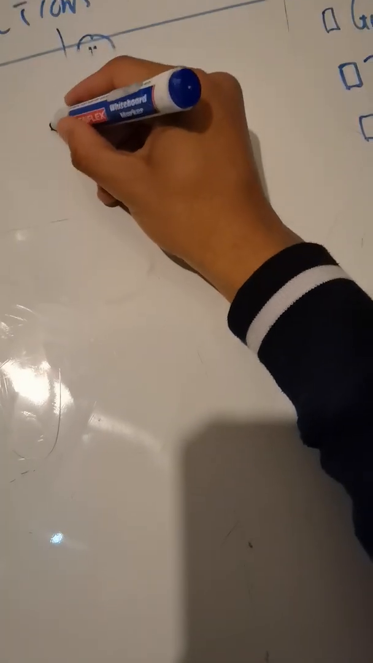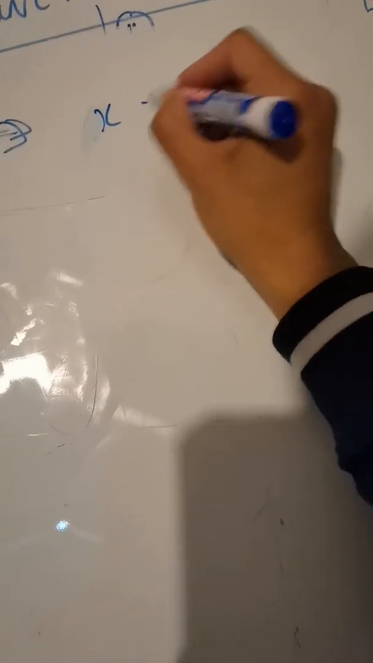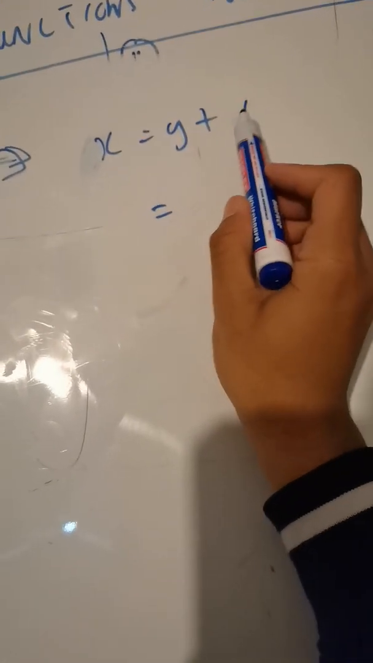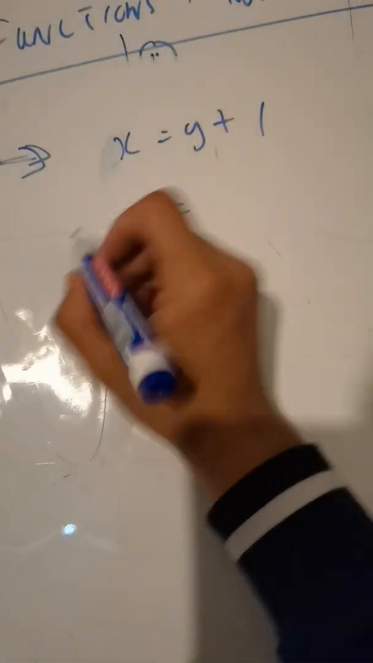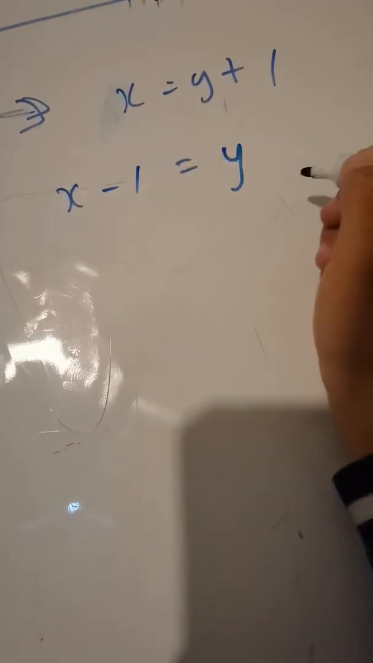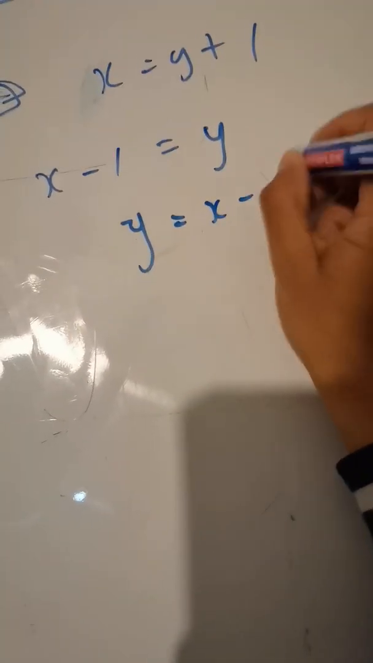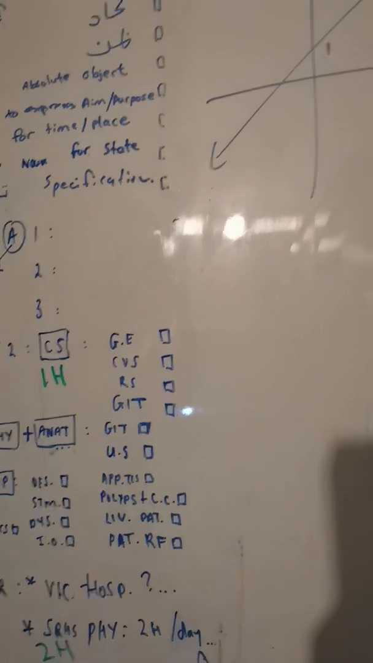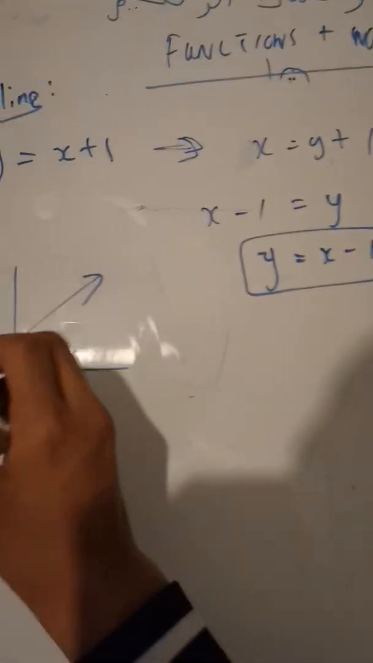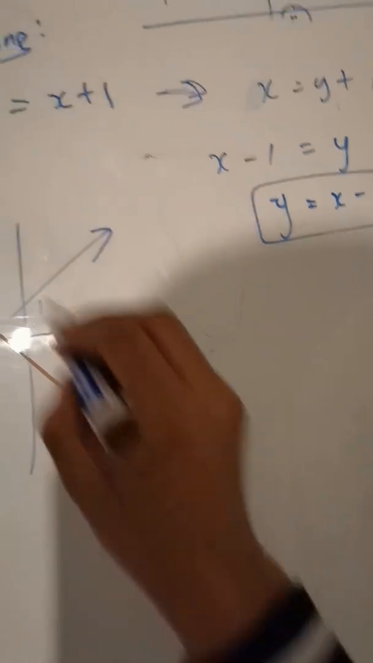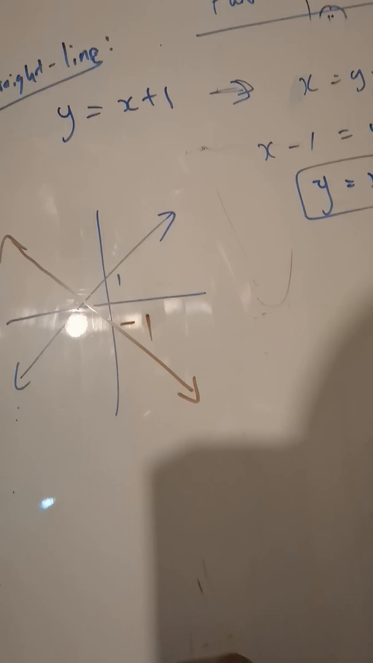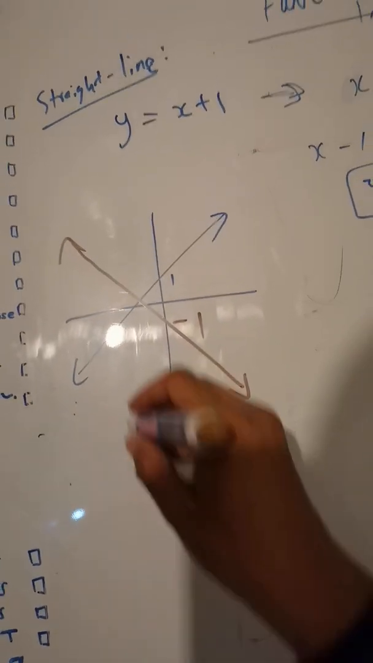The inverse is going to be x is equal to y plus 1. Then you just solve for y. We just take that 1 over and you get x minus 1 equals y. So therefore y is equal to x minus 1. And that's the equation of the inverse of this graph. So you just put the x where the y is, and then the graph will look like that.